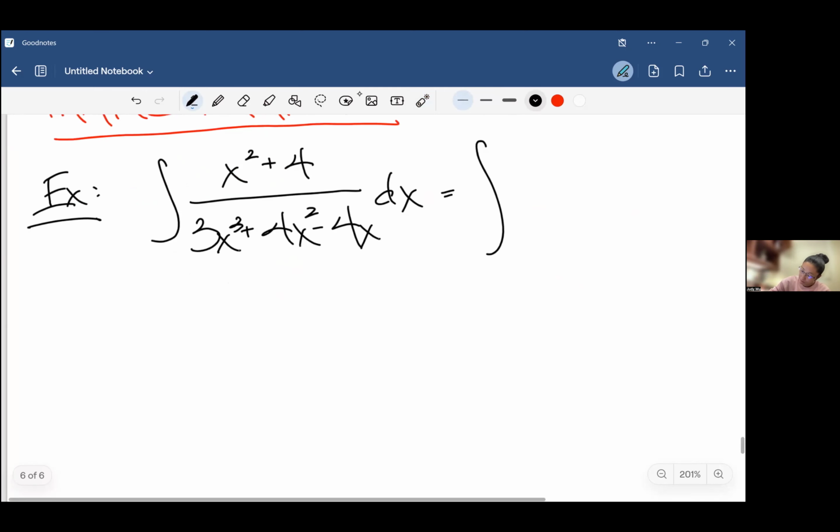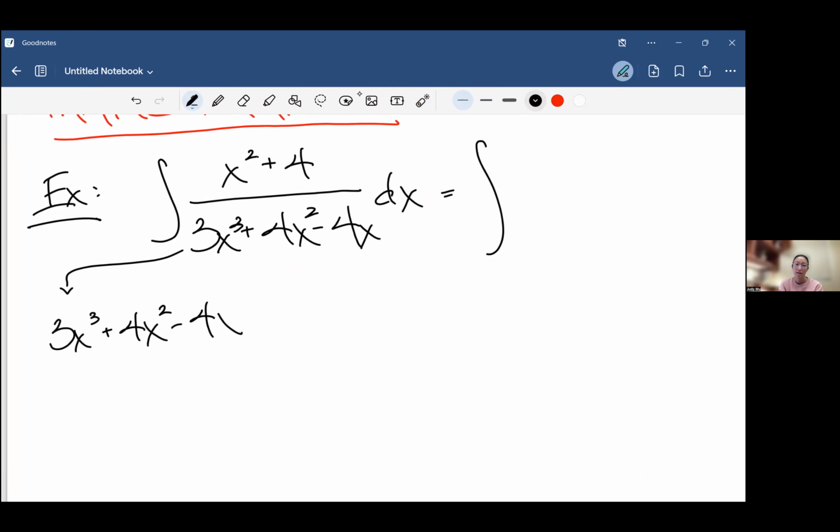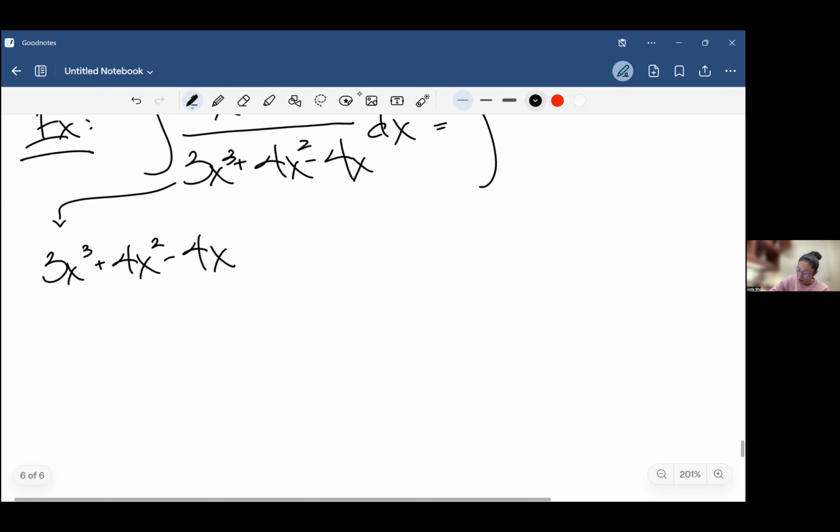So let's factor, right? 3x cubed plus 4x squared minus 4x. Now, let's take a look. I can take an x out of every single term. So that leaves me with x times 3x squared plus 4x minus 4. Okay.